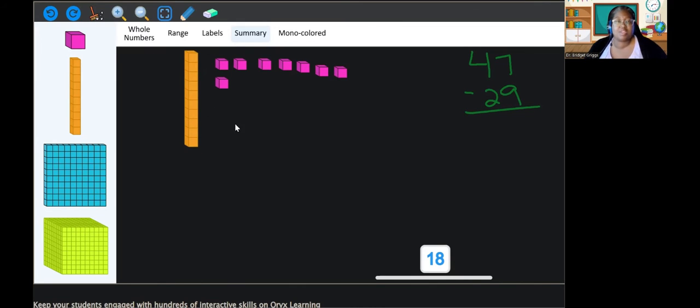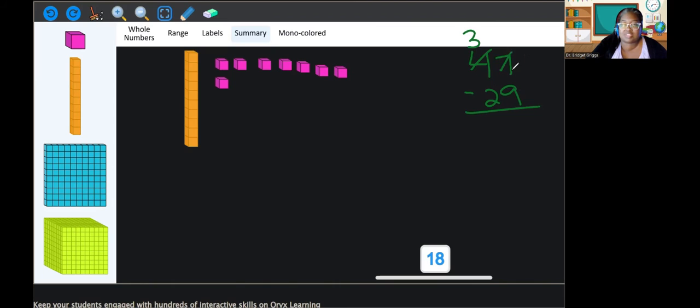Well, now that we've done this with base 10 blocks, let's see if we can figure it out over here as well. Now, as we saw with our base 10 blocks, we cannot do 7 minus 9 because we do not have enough ones here to take away. So we're going to have to borrow from here. So we have to borrow and make this 4 into a 3. And then the 10 that we borrowed, we're going to move over here.